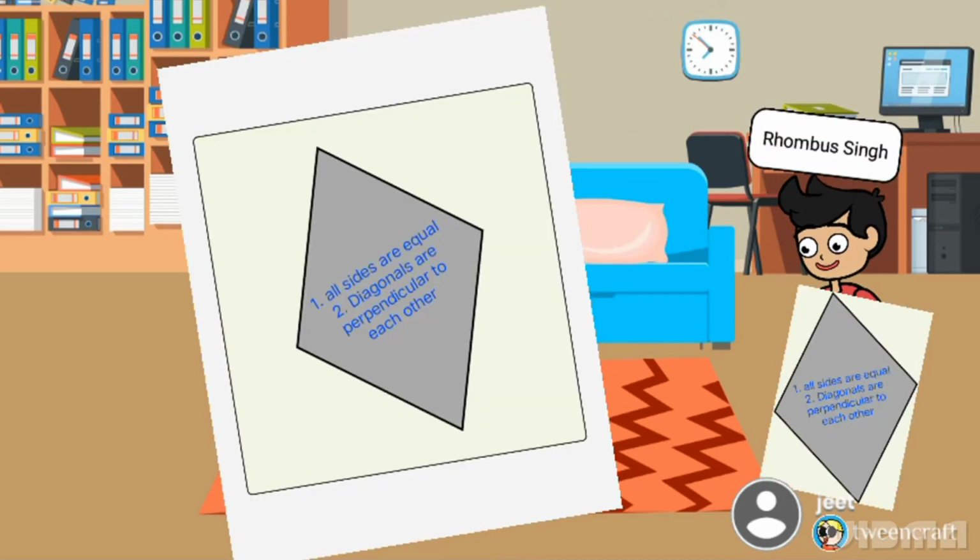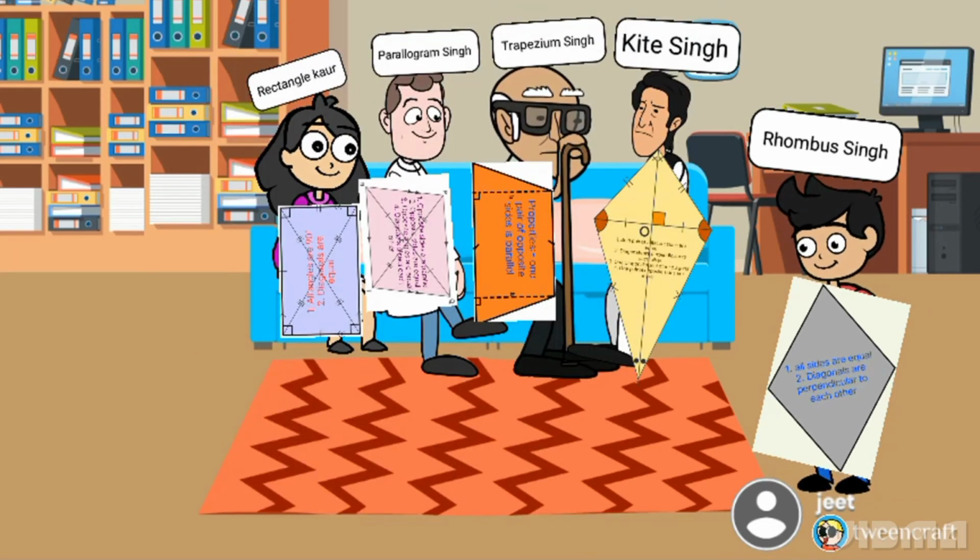I am Rhombus Quadrilateral. My name is Rhombus Singh. I am playing the role of son of kite and my properties are all sides are equal, diagonals are perpendicular to each other. It's a very good.